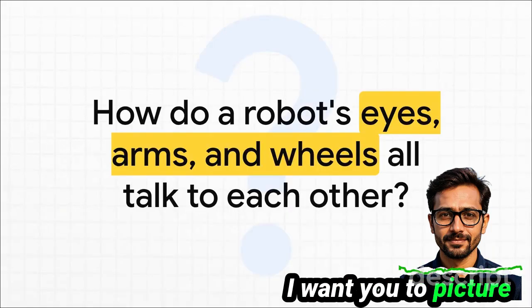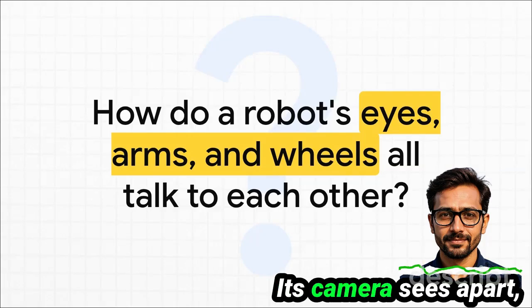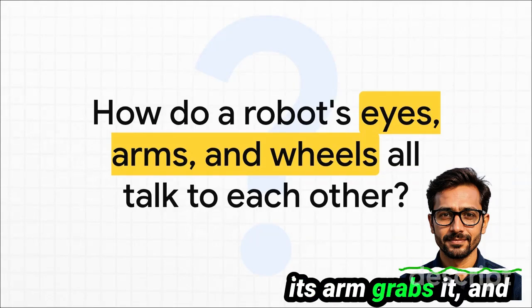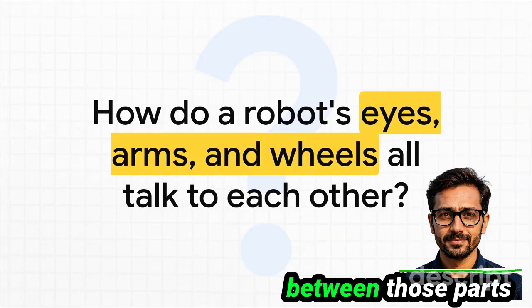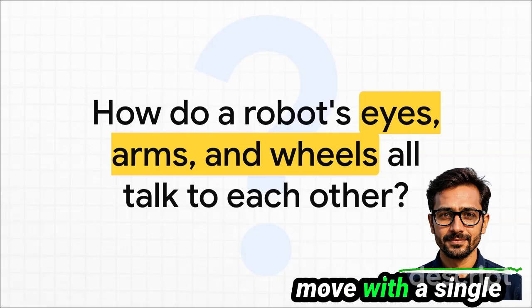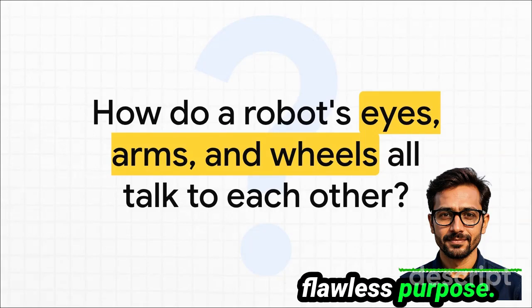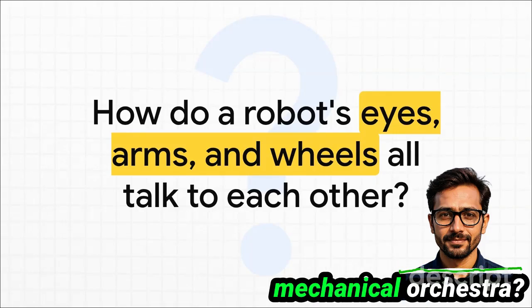I want you to picture a factory robot. It's just a blur of precision, right? Its camera sees a part, its arm grabs it, and its base moves it. Now, hundreds of messages are flying between those parts every single second, but somehow they all move with a single, flawless purpose. So what is it?